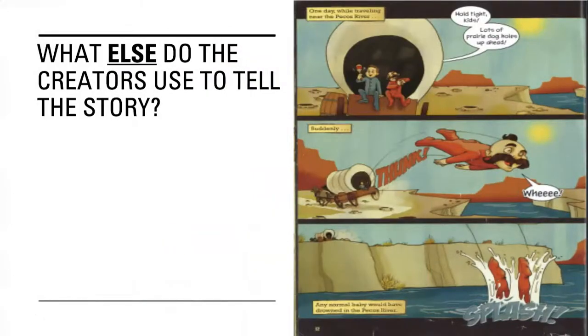But what else do the creators use to tell the story? Again, we're standing on the same page because this page has just got a ton of different text features, as will most pages in your graphic text. So take another quick look at it. Take another close look at it. We've talked about the speech bubbles. We've talked about the narration boxes. And we've talked about the lettering. But what else stands out to you guys?